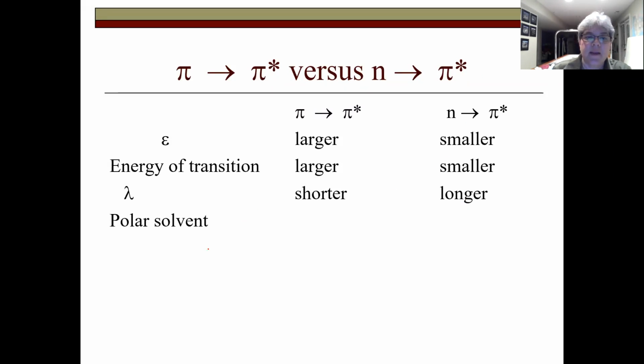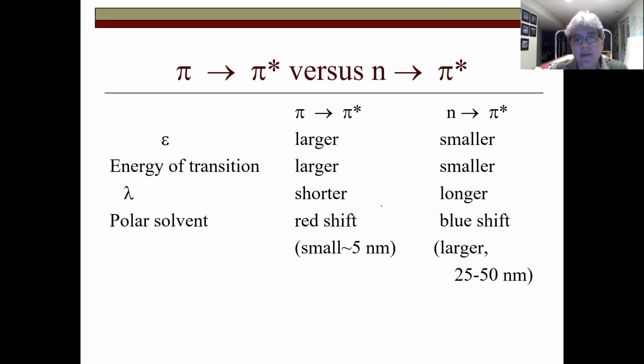Okay, so going back to this table where we were comparing pi to pi star and N to pi star, now in polar solvents. Pi to pi star transitions, when you go from nonpolar to polar, will redshift. N to pi star, when you go from nonpolar to polar, will blue shift. The red shift is fairly small. The blue shift is much bigger. Okay, now this is an important property to know.